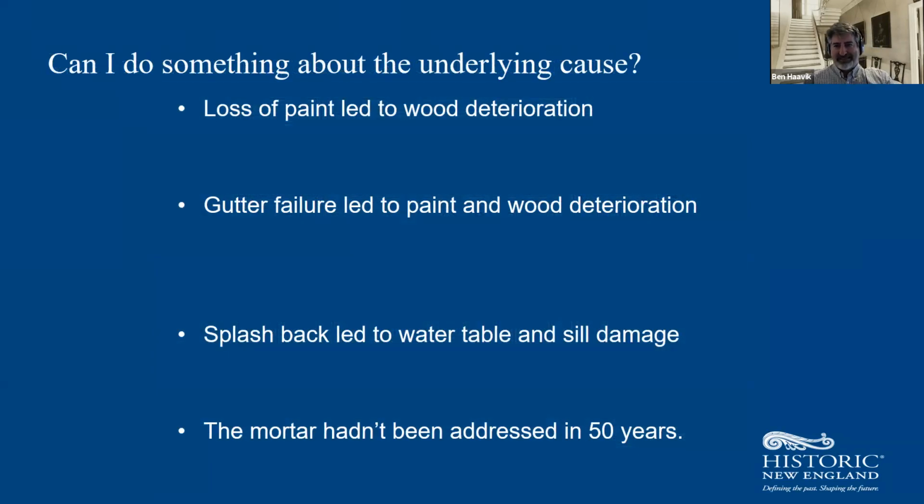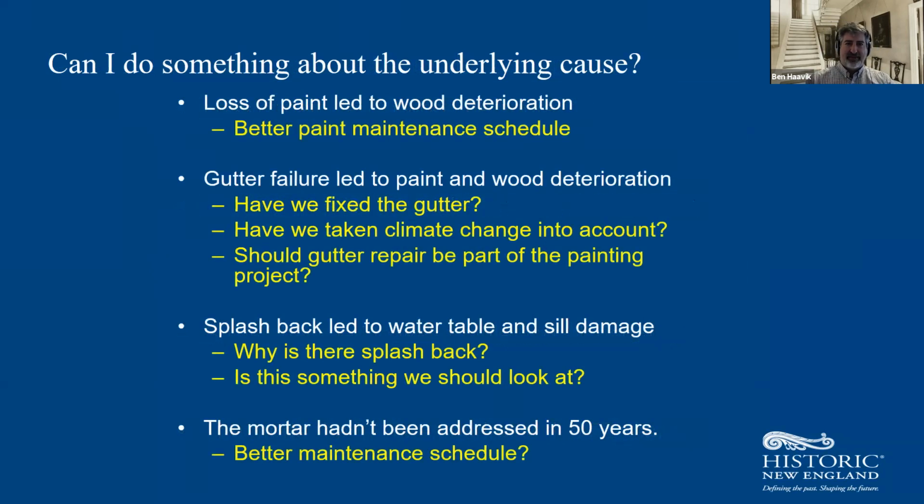So you should always think, can I do something about the underlying cause? And you might not always be able to do that. So, like this list, the loss of paint: well, paint fails at a certain point, so maybe I can't do anything about it. But maybe the gutter failure led to paint and wood deterioration. So instead of just painting, maybe we should fix the gutter.